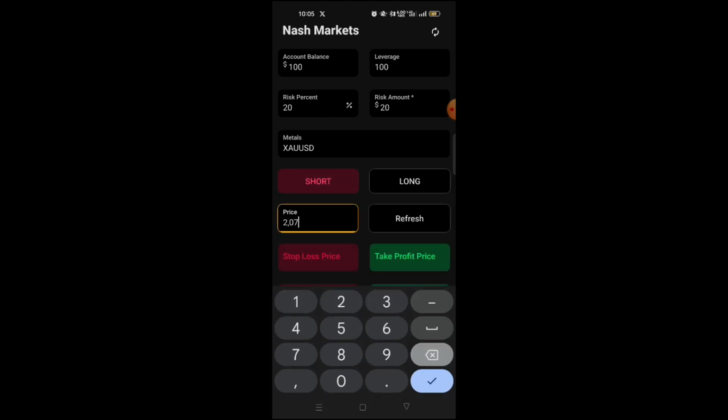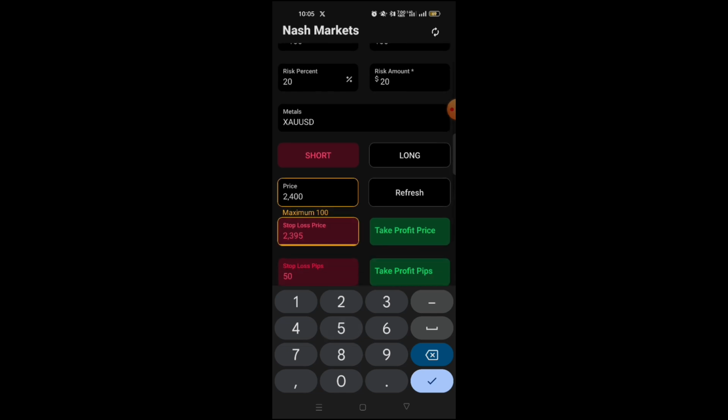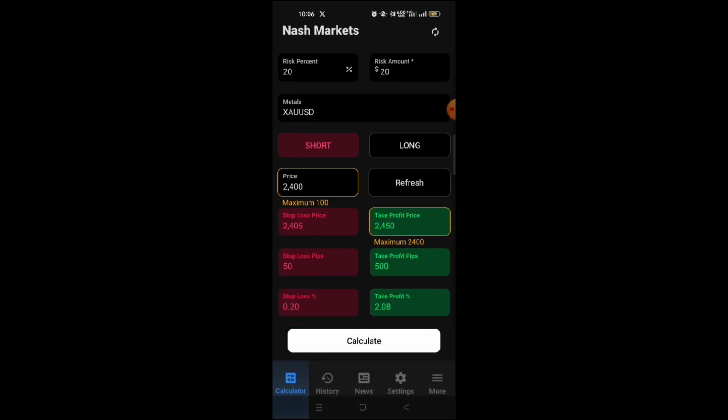So let's say my entry is 2400. My stop loss is... sorry, my stop loss should be 2405. Then let's say my TP is 2450. So you can see now. So that's how you open it.